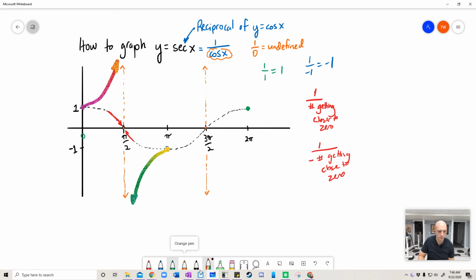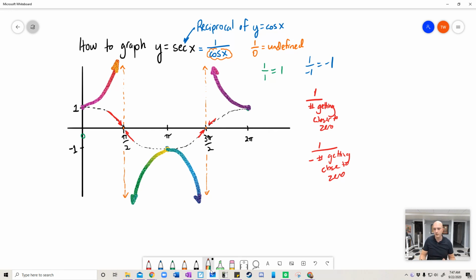Similar reasoning will get us to what happens at the next asymptote. We notice cosine's approaching 0 on the left side of 3 pi over 2, and it's negative. So I'm dividing 1 by a very small negative value. It's going to get very large and negative. On the right side of 3 pi over 2, we know that cosine is approaching 0 and it's positive. We've already defined it up here at 1, so as we travel to the left, it's just going to get very large and positive.